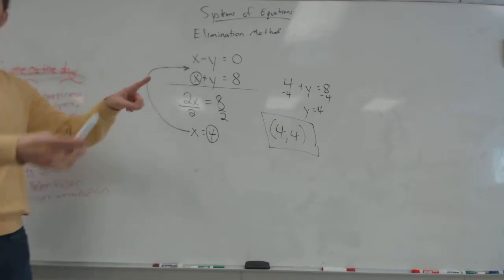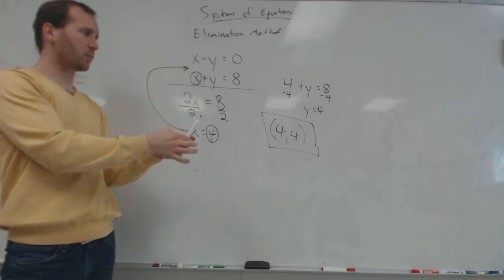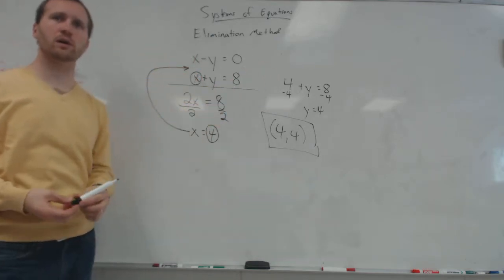So my ordered pair is 4, 4. These two lines would intersect on a graph at the point 4, 4 over in the first quadrant.